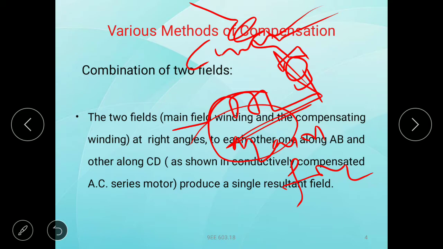So here the two fields at right angles to each other, one along AB and the other along CD, produce a single resultant field.